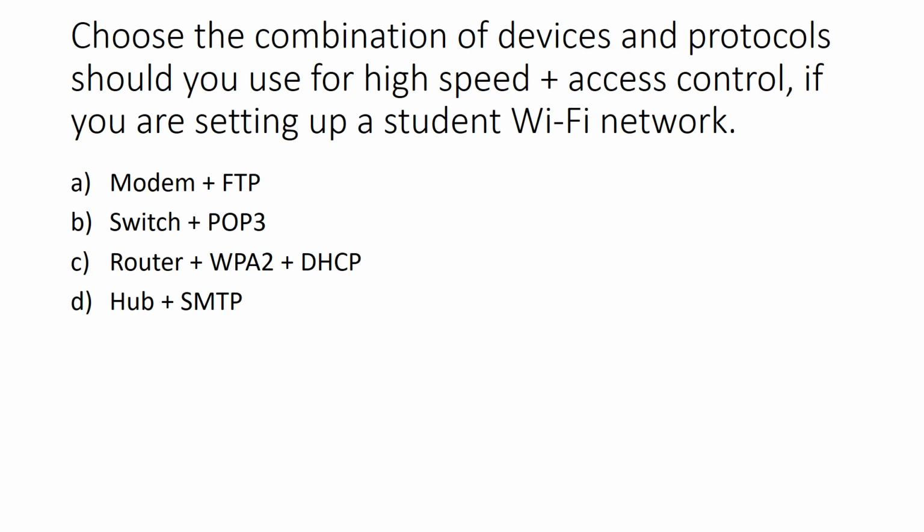Okay. Next one. Choose the combination of devices and protocol you should use for high speed plus access control if you are setting up a student Wi-Fi network. Then it is switch plus POP3.